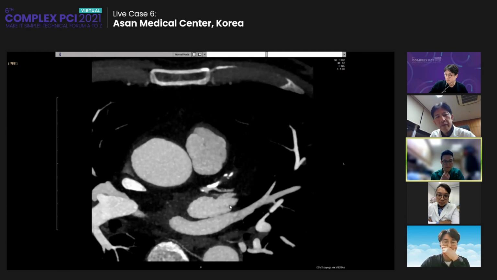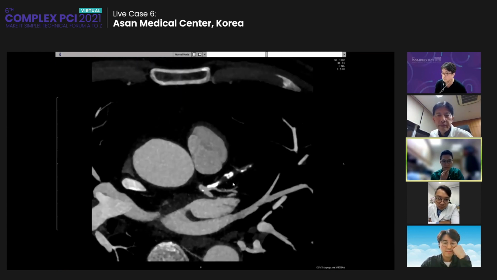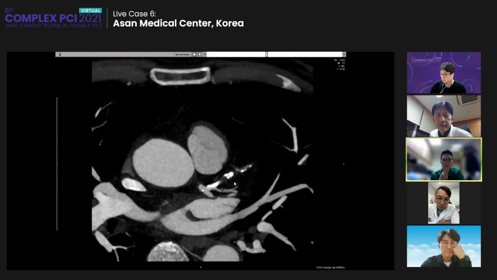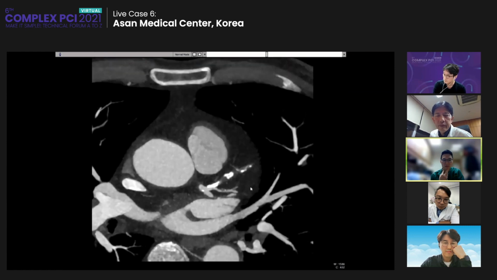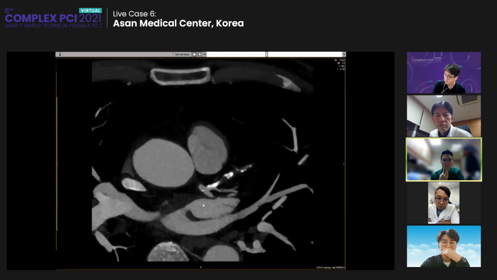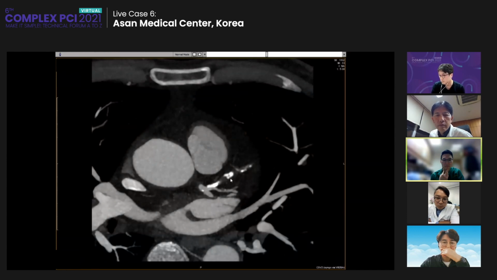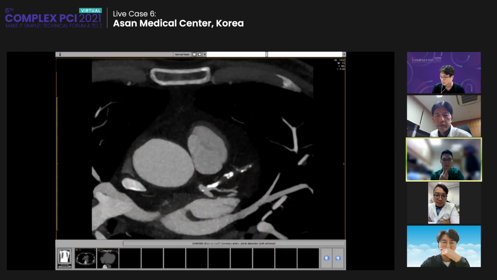So this is a cross-sectional view of this CTO, and you can see there's calcium at the proximal portion. There's some calcium at the mid portion of the CTO, and the most important part is that if you look carefully, the proximal cap is a little bit tapered, I think, and the vessel is quite straight. And also the vessel itself is quite large.